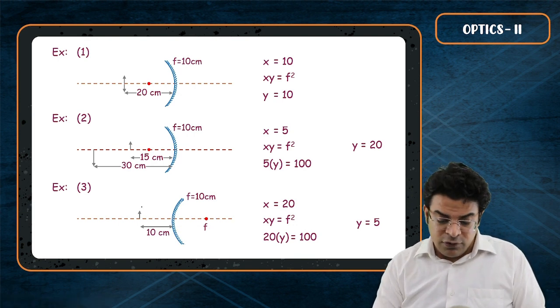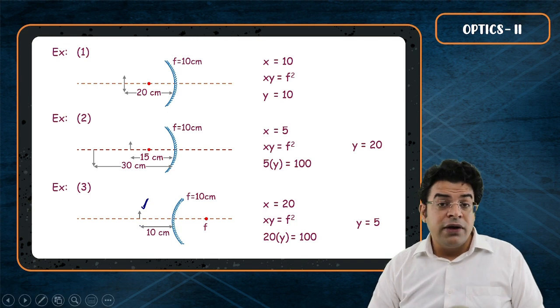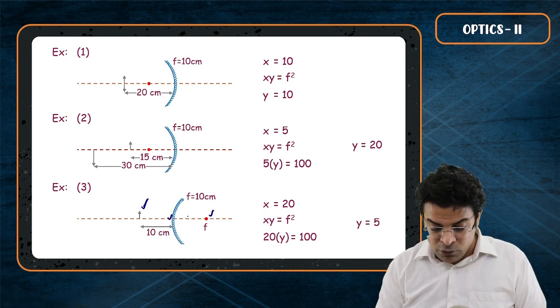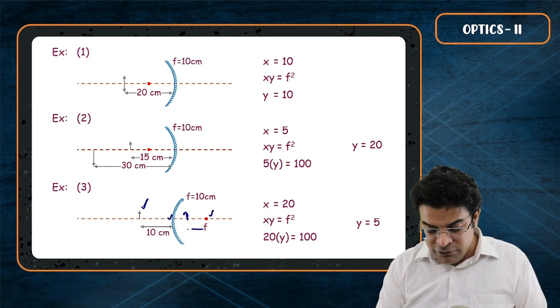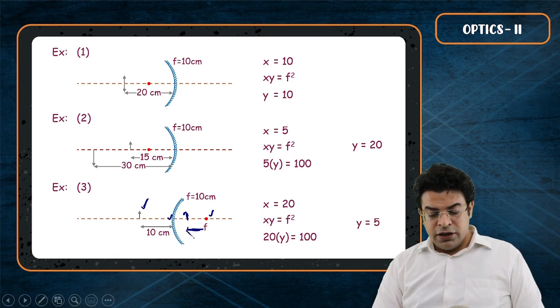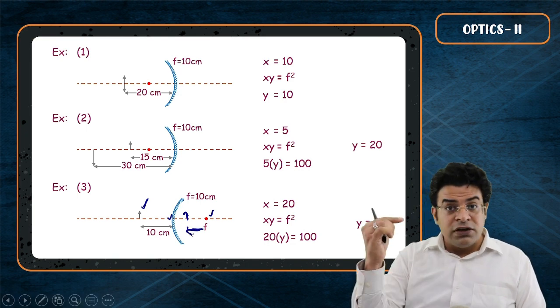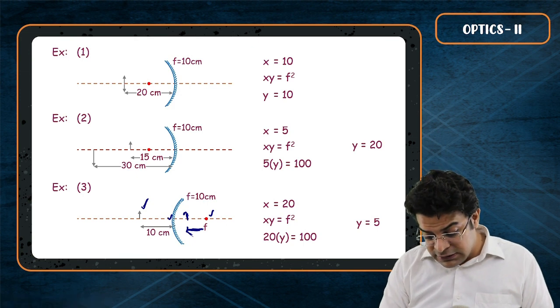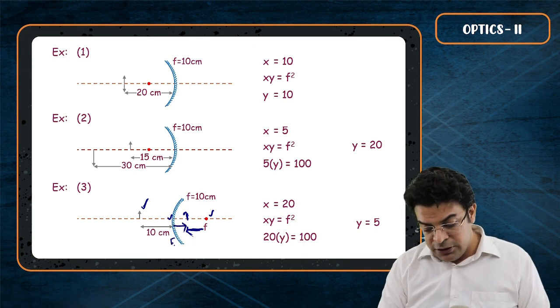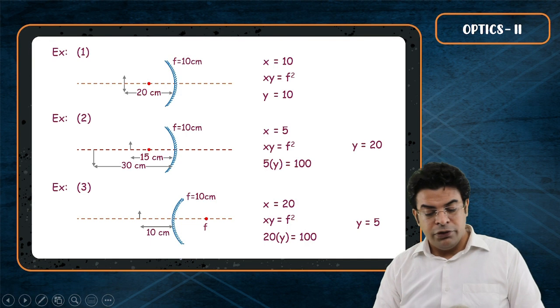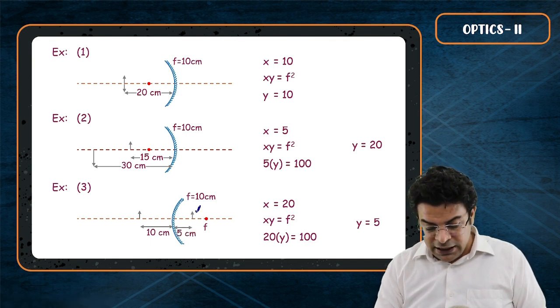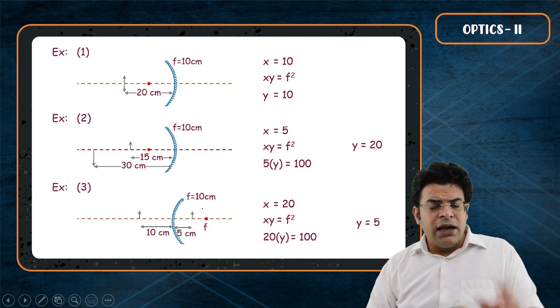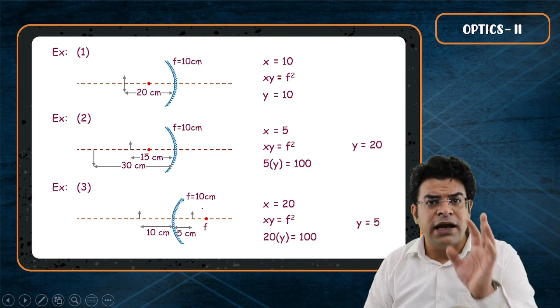So we know that for all real objects, you get the image between focus and pole. So you have to move 5 centimeter this way. If you move 5 centimeter from the focus towards the pole, the distance of the image from the pole has to be also 5 centimeter. So you will finally find the image at a distance of 5 centimeter. And I can see all this just by looking at the data in the question.